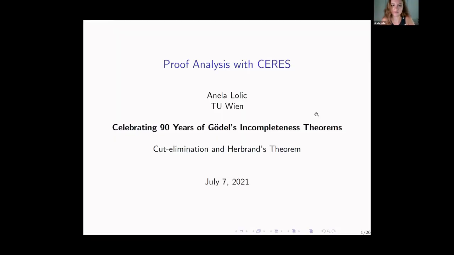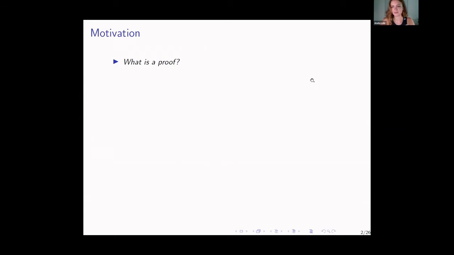Okay, so this talk is about proof analysis with the method CERES, which we have been using in Vienna for quite some time now, also quite extensively. And let me start this talk with a rather philosophical question.